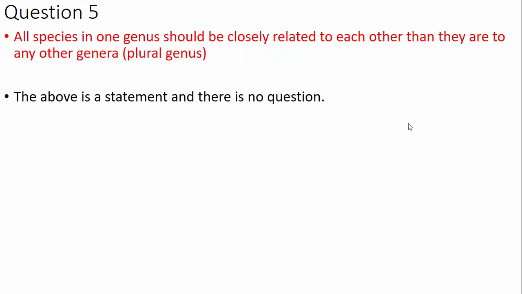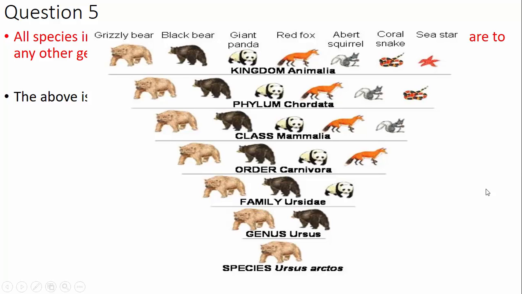Number 5. Here we have a statement, there's no question. You need to know that all species in one genus should be more closely related to each other than they are to any other genera, which is plural for genus. All right, and that's what we have here. So the species should be more closely related to each other rather than any other part in the genus. So for example, this bear right here, if we said it's a polar bear, they should be more closely related to polar bears than they should grizzly or black bears, whatever that may be.